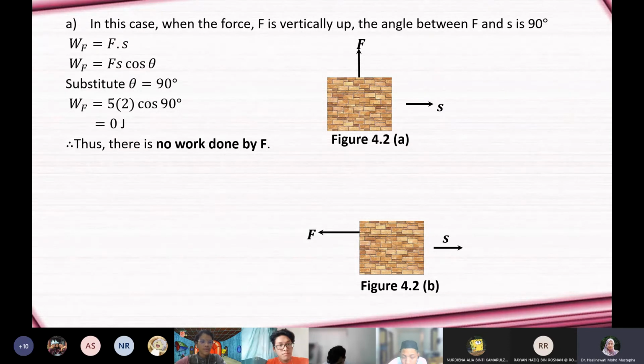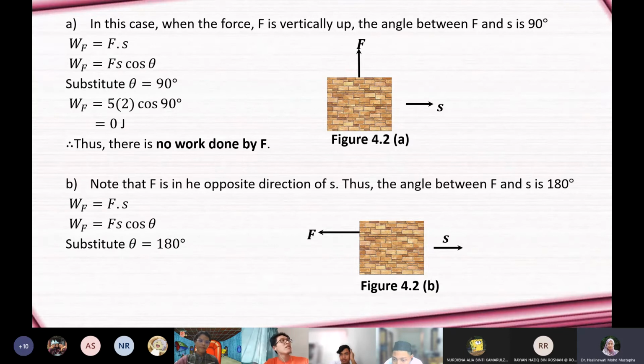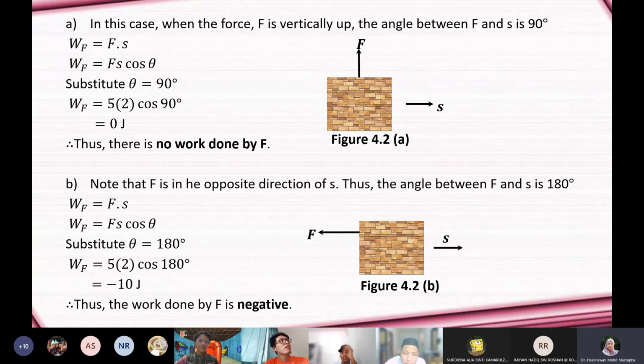Okay, so B, tengok situasi untuk B, tengok figure tu. F dia ke kiri, S dia ke kanan. Jadi what is the angle there? How much is the angle? Berapa banyak? Apa sudut? 180. Yes, good. Jangan salah, 180 darjah. So you gantilah dengan 180 darjah. So you akan dapat negatif 10 joule. Okay, thus the work done by F is negative.